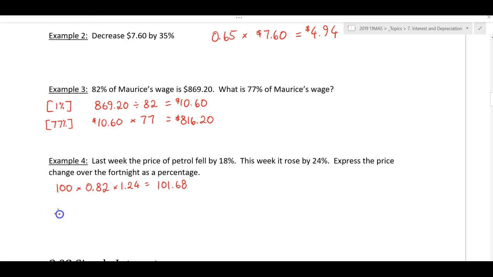Therefore, the price has increased by, because I started with 100, we could say that's like 100%. How has it changed from my original 100%? It's gone up by 1.68%. So that's the advantage of starting with 100 in that calculation. So it's increased by 1.68%. And it's important we say increased.